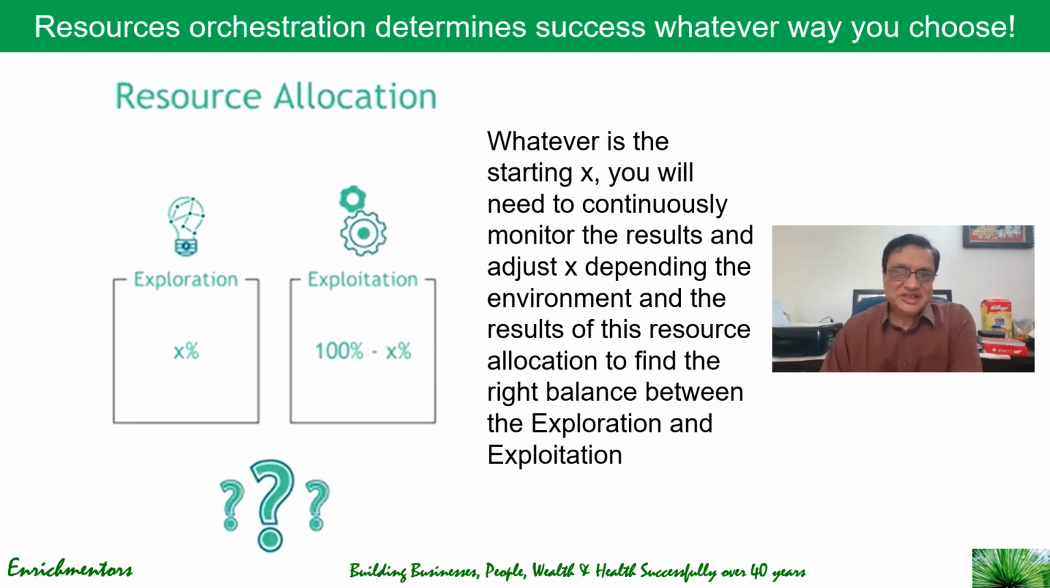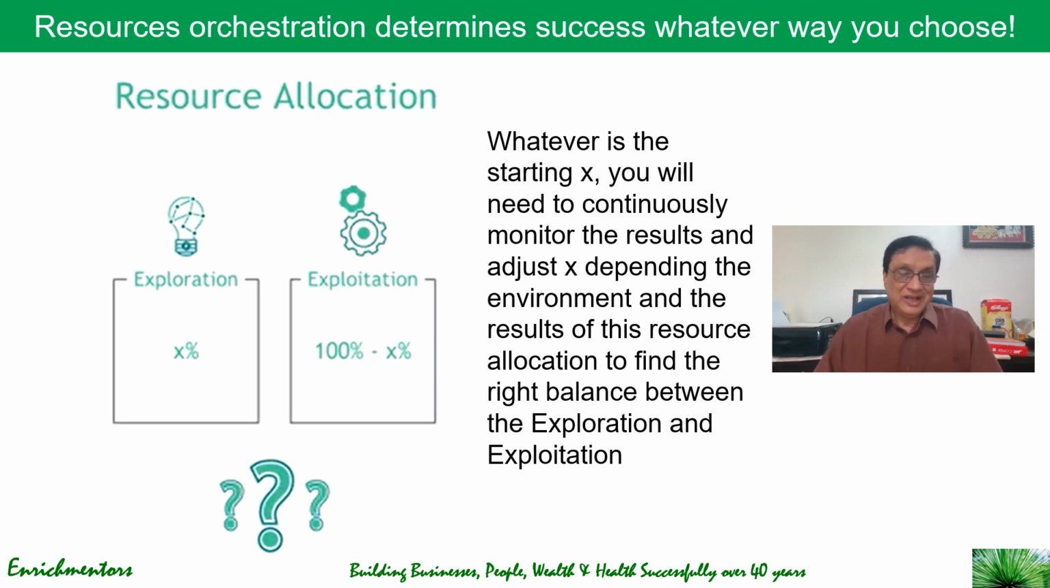Another important thing, apart from being ambidextrous, is to achieve the right balance of resource allocation. So what is called resource orchestration is critical for your success. You need to find the right balance from time to time between the resources you're putting in exploration versus exploitation. Whatever your starting point, you put X percentage on exploration. You will need to continuously monitor the results and adjust that X, depending on the environment and the results of the resource allocation, to find the right balance between exploration and exploitation.